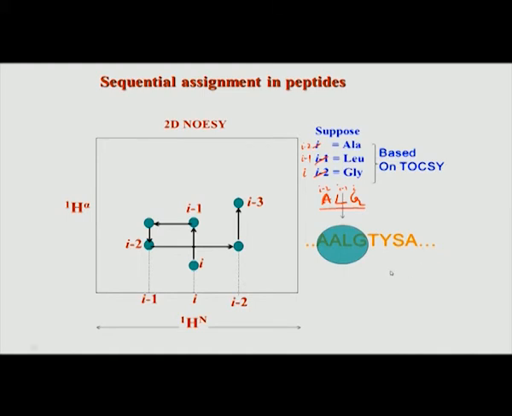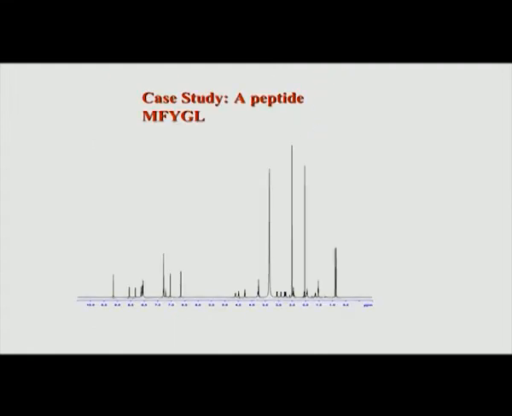So, let us take a real example of a peptide with data, and go through this exercise again with a real experimental spectrum. This is the peptide which we are going to look at, to see how we can assign using the approach which we have learnt just now. This is a 1D spectrum of this MFYGL peptide. M is methionine, then phenylalanine, tyrosine, glycine and leucine.